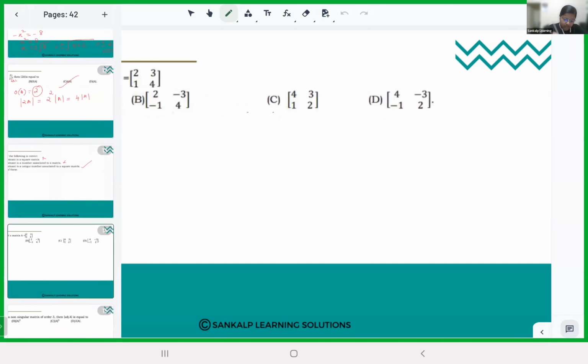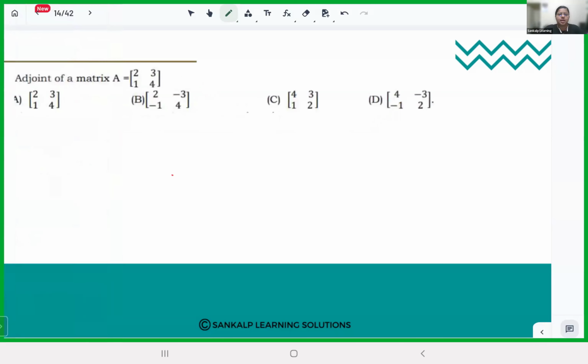Now we are moving on to the next question. Adjoint of a matrix A is equal to [2, 3; 1, 4]. It is very easy because it is a 2 by 2 matrix. In a 2 by 2 matrix, if you are asked to find the adjoint, you just need to interchange the diagonal elements and then change the sign of the non-diagonal elements. So adj of A, we can write in one step itself, right? Interchange the diagonal elements, interchange 2 and 4. So 4 comes in place of 2 and 2 comes in place of 4.